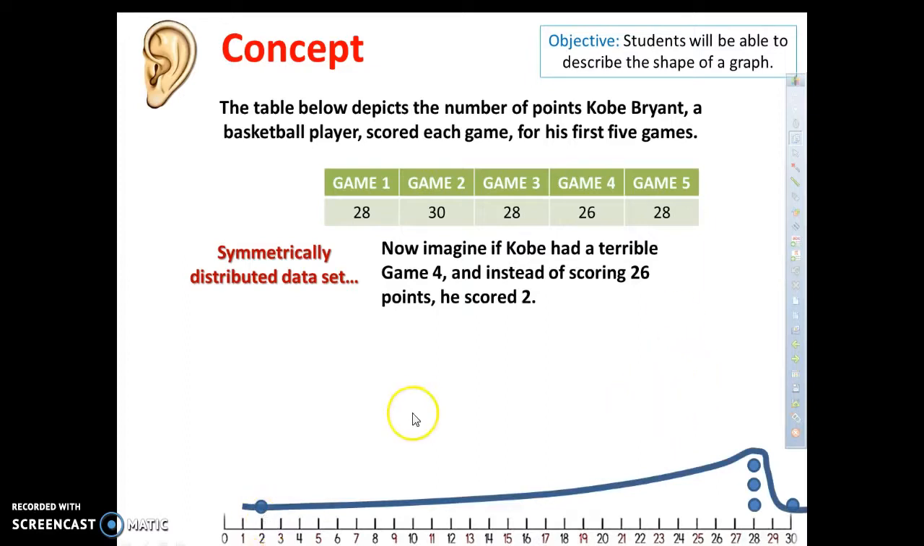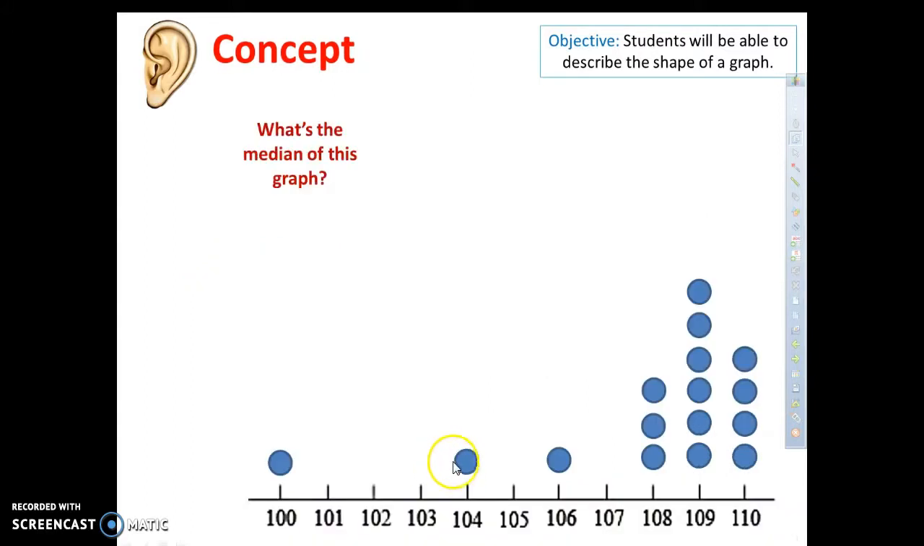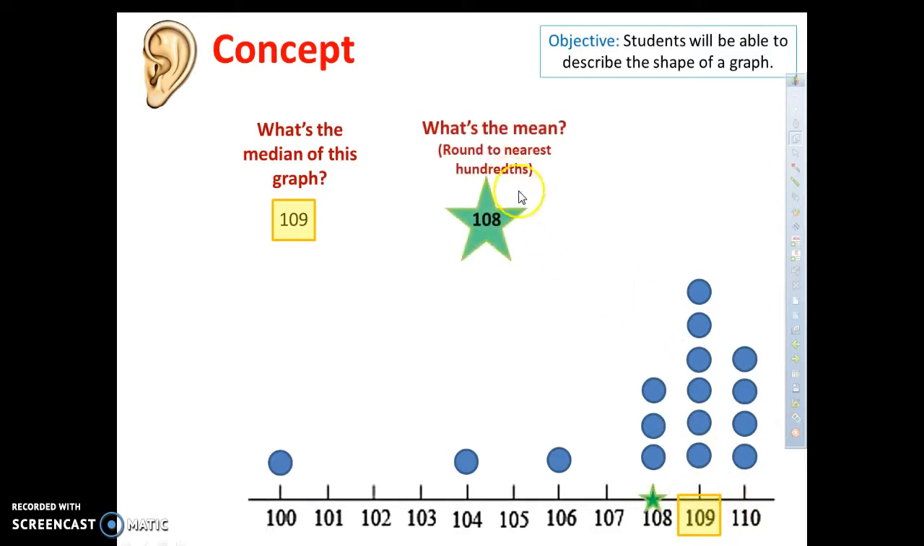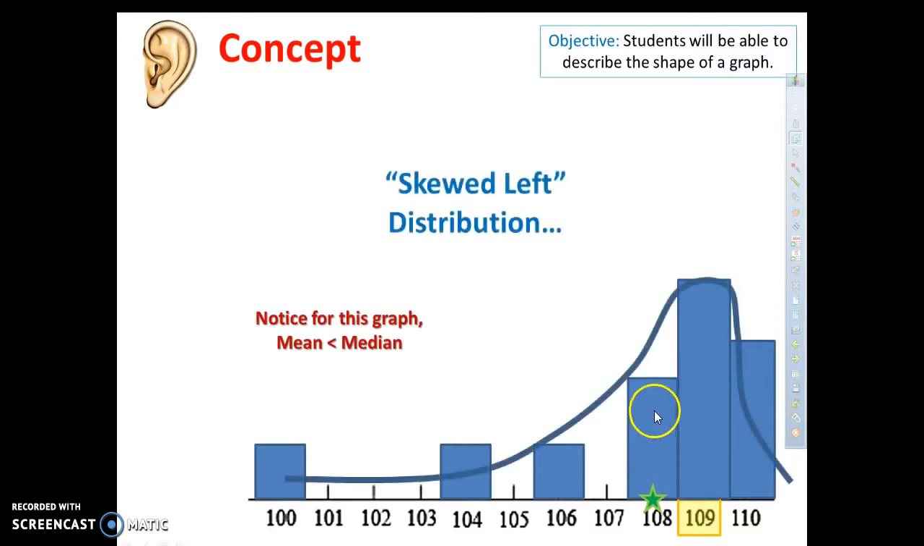Now I have this data distribution, and notice that my tail is being pulled far, far to the left. So again, going back to this, I have a median here of 109. A mean, if I calculate and average these, would be 108. Now I have a mean that is on the left side of my middle, of my median. Well, when my average is on the left side of my middle, we call this skewed left.